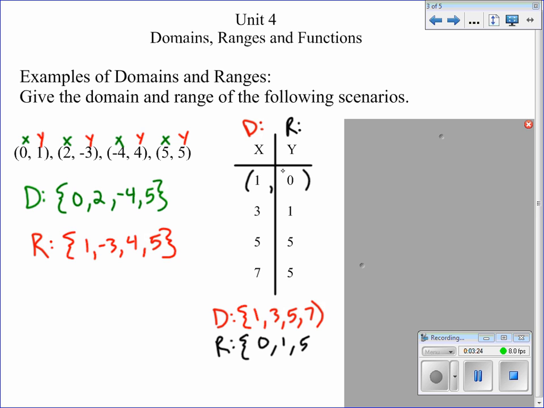And notice there is another 5. So 0, 1, 5. And because there's another 5 and there's that repeat, we do not need to represent it twice. We just simply need to have each one at least represented once.